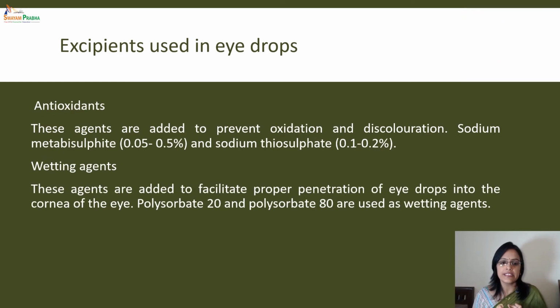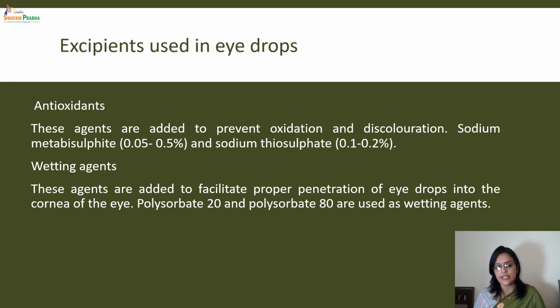Third is antioxidants. These are added to prevent the oxidation and discoloration of the eye drop. For example, sodium metabisulfite in the concentration range 0.5 to 5%, and sodium thiosulfate in concentration 0.1 to 0.2%. You can also refer to other examples of antioxidants with the specific concentrations they are used at.